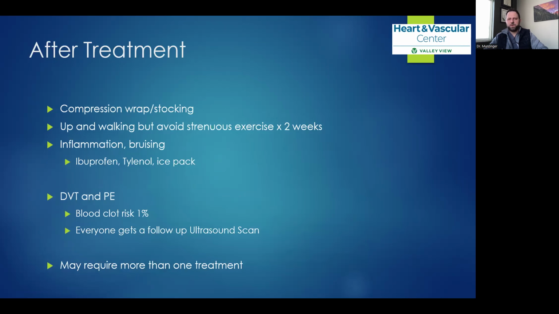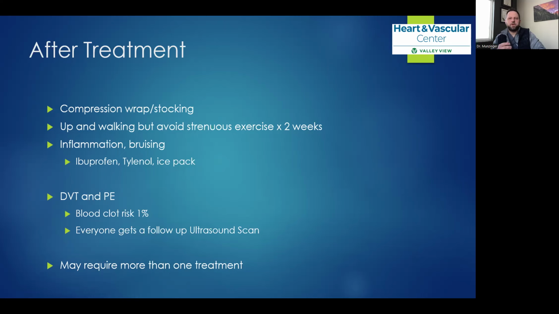After treatment, oftentimes patients will be in compression for a period of days. This is just a compression sock or a compression wrap that we apply. Patients are up and walking the same day, but we generally have them avoid strenuous activity such as weightlifting or vigorous aerobic activity for a couple of weeks. If there's any bruising or inflammation, this can often be treated with ibuprofen or Tylenol or an ice pack.